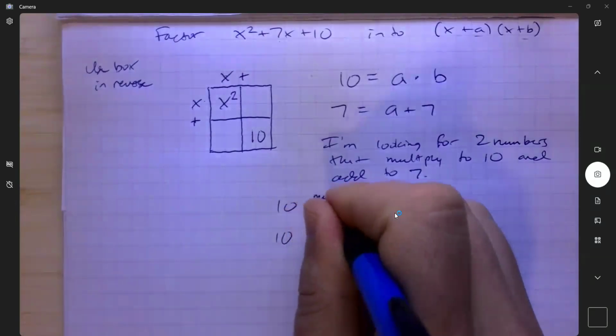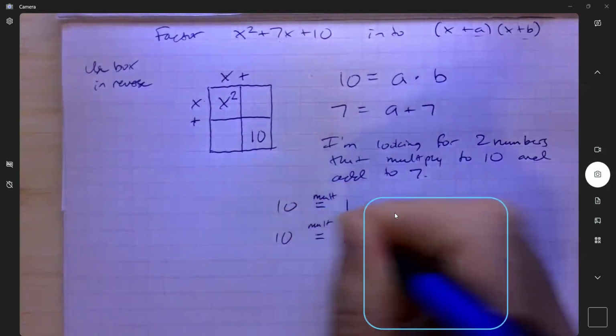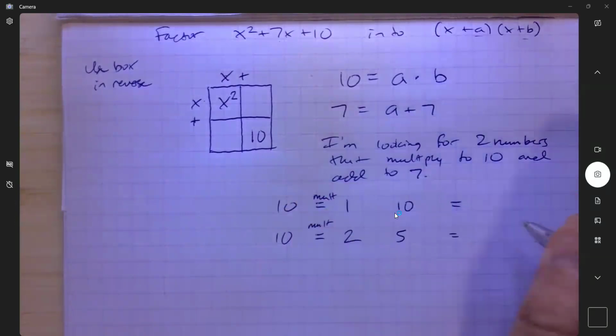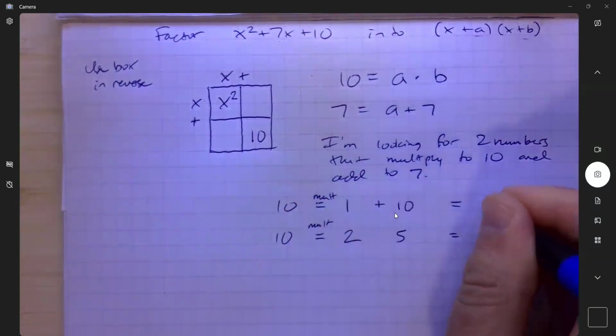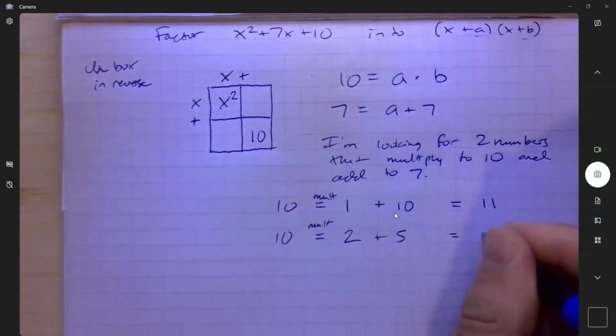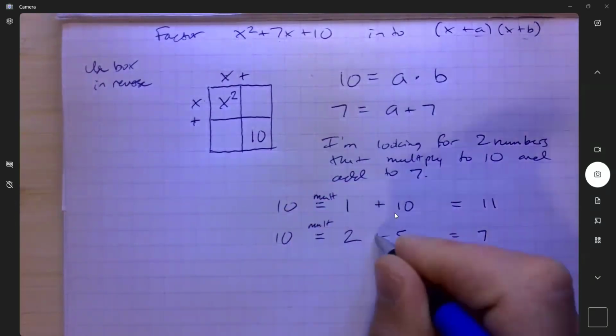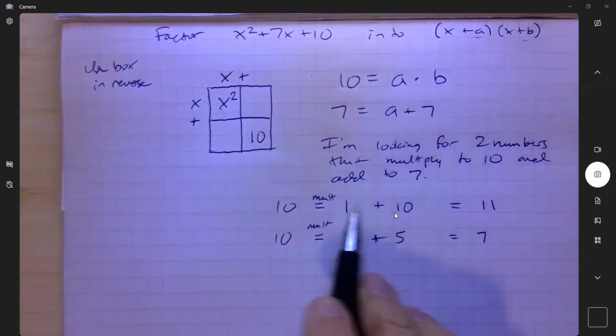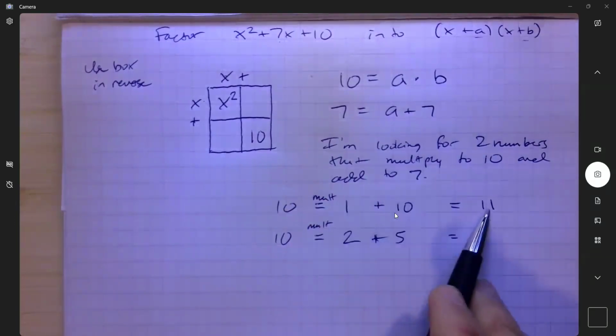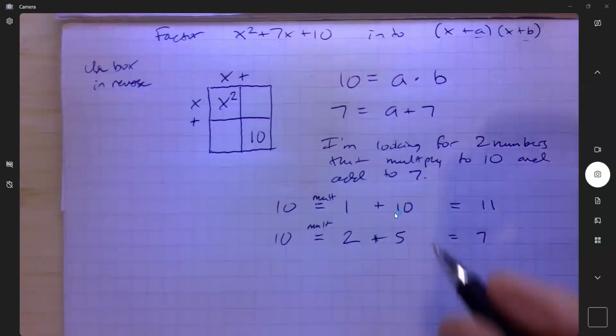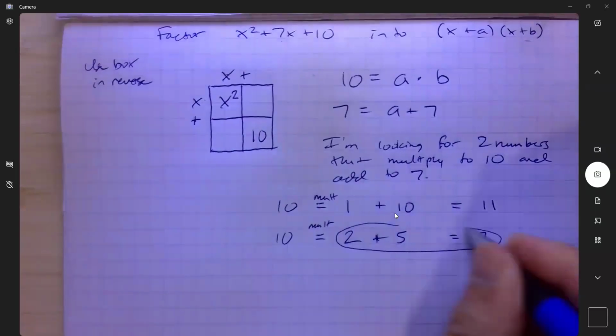So this is multiplication here. And then on the right side, we're going to do the addition. 1 plus 10 equals 11. And 2 plus 5 equals 7. So my numbers could be 1 and 10, but that doesn't add to 7. 2 plus 5 does add to 7.